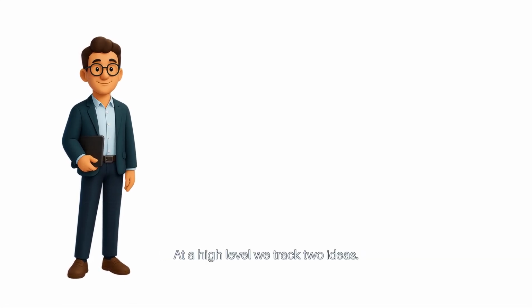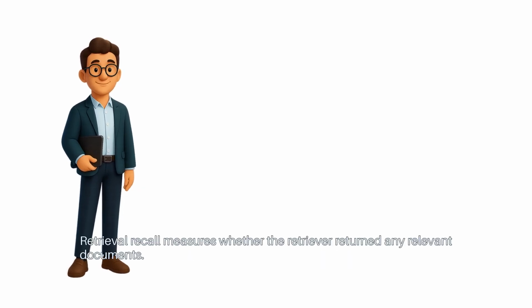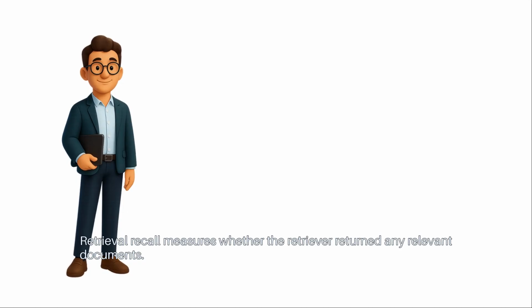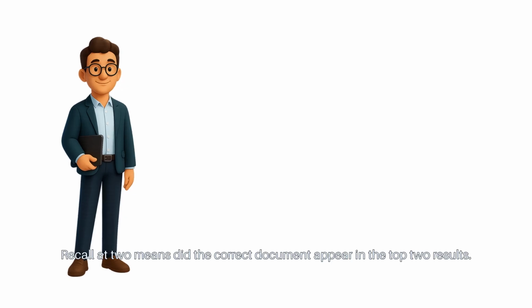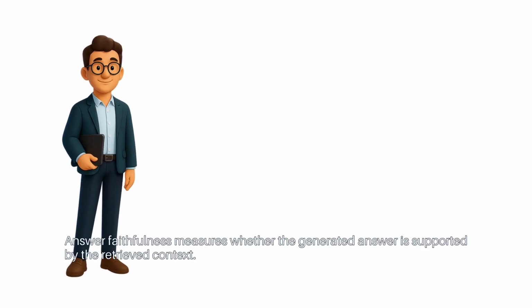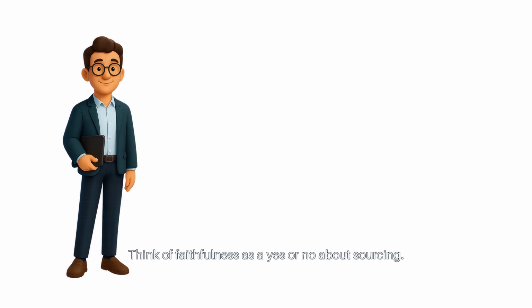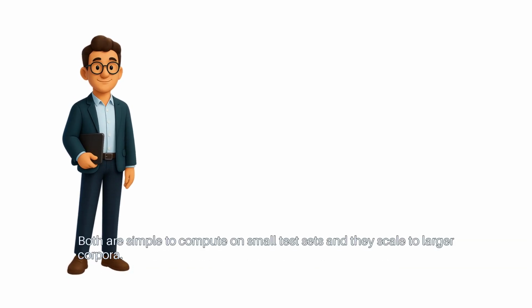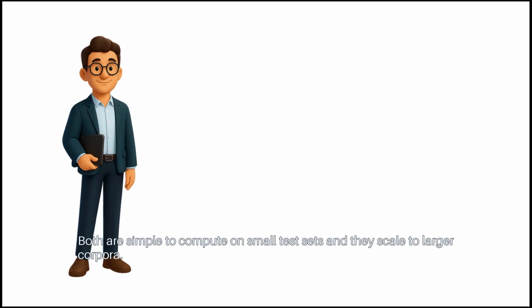At a high level, we track two ideas. Retrieval recall measures whether the retriever returned any relevant documents. Recall at 2 means did the correct document appear in the top 2 results. Answer faithfulness measures whether the generated answer is supported by the retrieved context. Think of faithfulness as a yes or no about sourcing. Both are simple to compute on small test sets, and they scale to larger corpora.